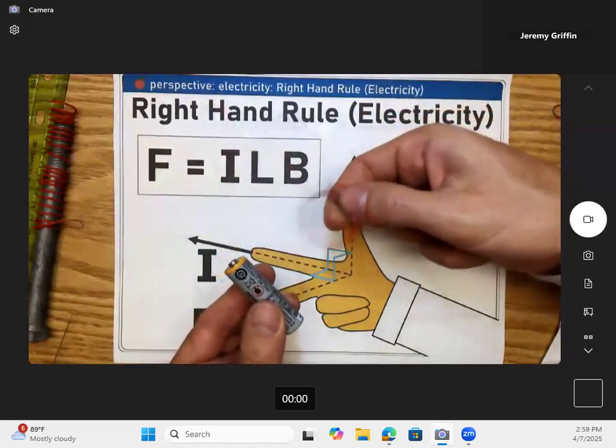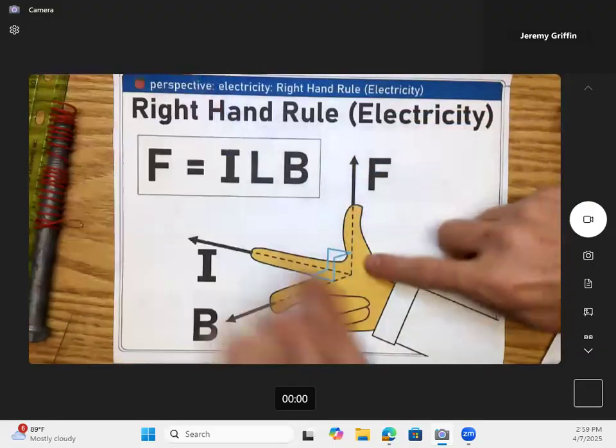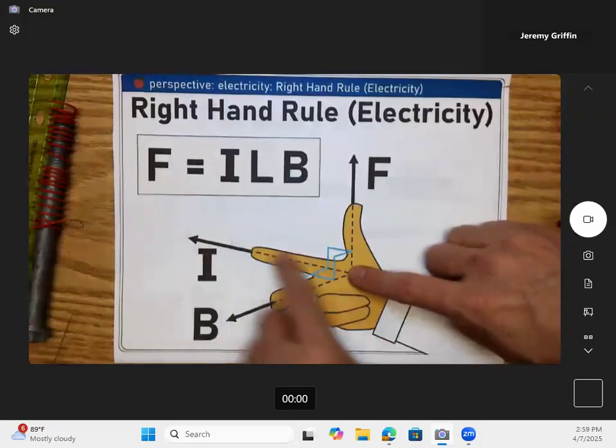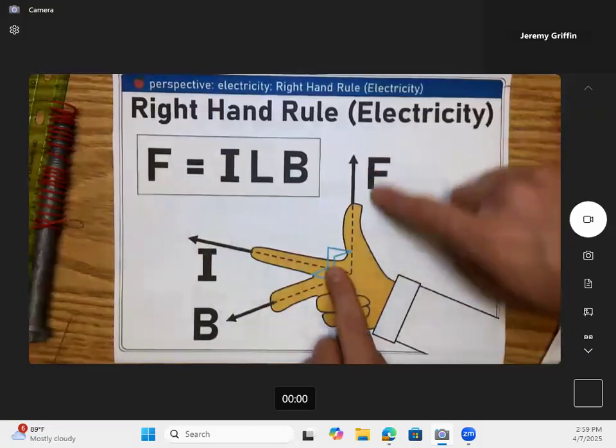You guys remember it started spinning? Okay, so because it created a physical force. That's what a motor is. It takes energy in the form of electric current, right? And it turns it back into a physical force.